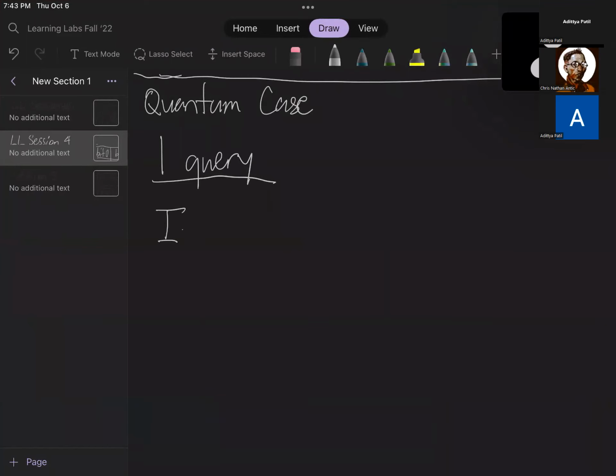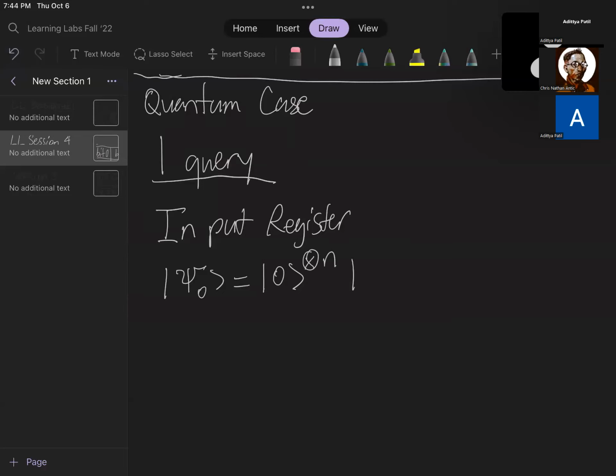So for the input register, our psi of 0 is equal to, so we start off with 0, and this is for how many qubits we have, or that should be a small n. And then we can tensor this with 1. So this is our starting off state.